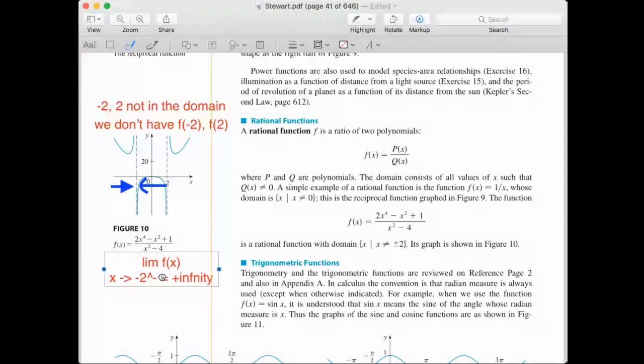We read this way, all right? We read the limit of f of x when x approaches -2 from the left equals positive infinity, because we see this shooting up. What about on the right? The same way we write, but this is heading towards negative infinity.